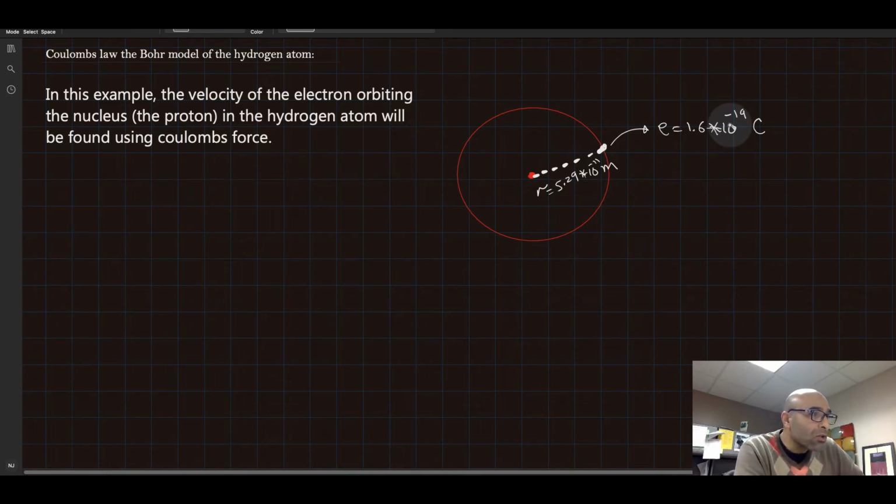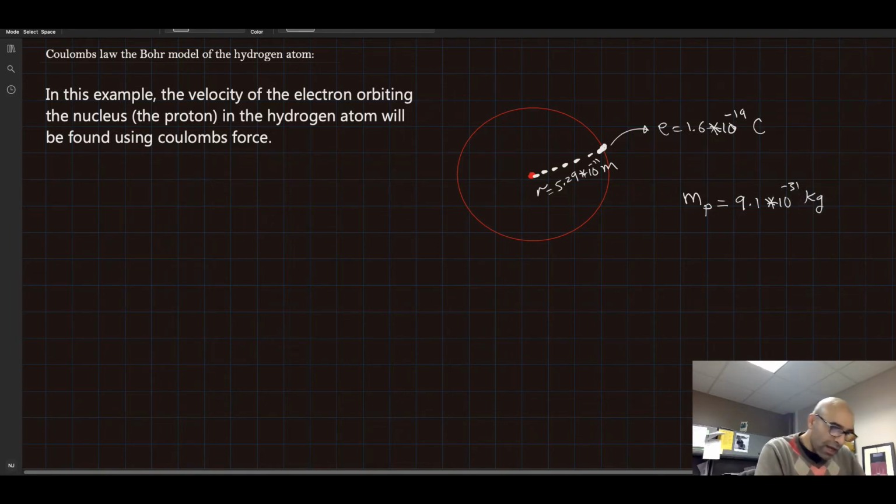We are also required to know some of the other information, like the mass of the electron itself. So the mass would also be given, and it's equal to 9.1 times 10 to minus 31 kilogram. Look how small that guy is. So the electron, as you can see, is going in a perfectly circular motion around the proton.